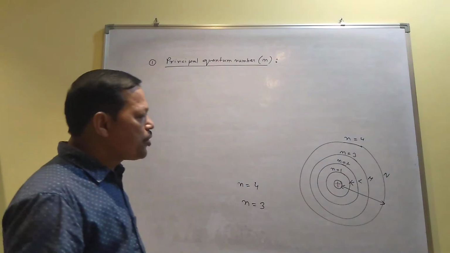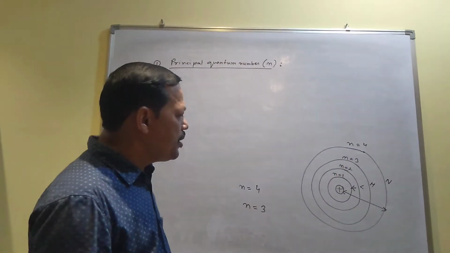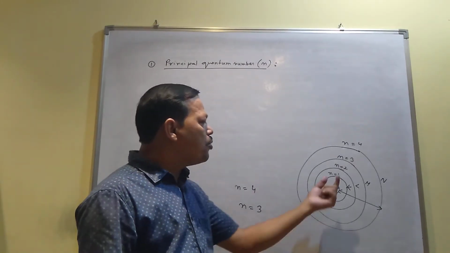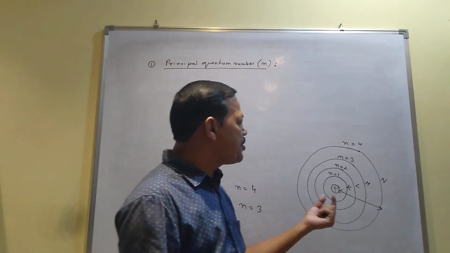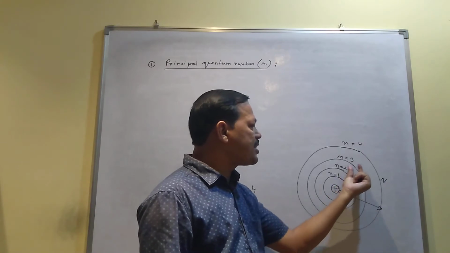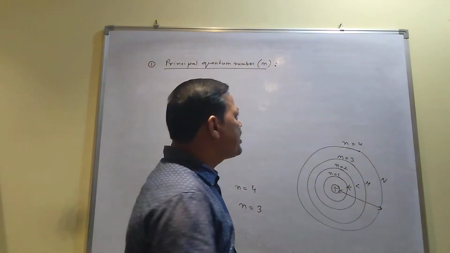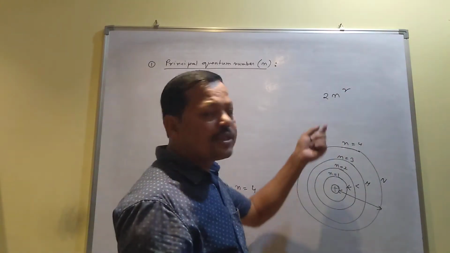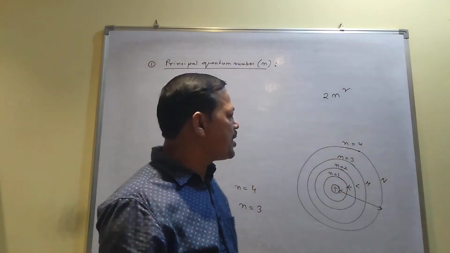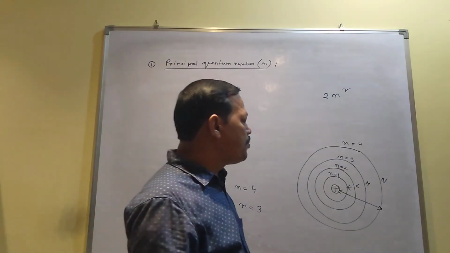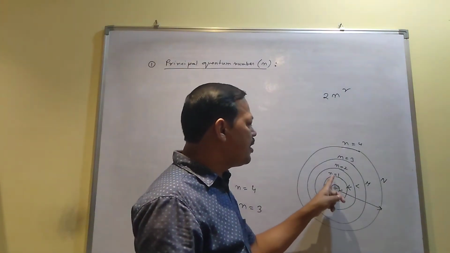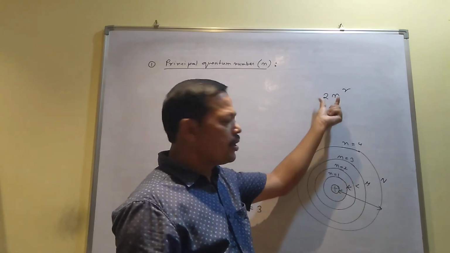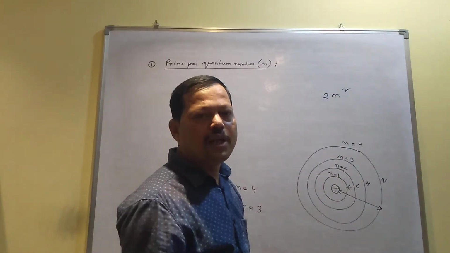And another important piece of information you will get from this quantum number: if you know the value of n, you can find out the maximum number of electrons that may be present in the first shell, second shell, third shell or fourth shell. There is a formula, the formula is 2n². By doing this, you can find out the maximum number of electrons present in a shell. For example, for the first shell, n value is 1. So when you put n value 1, you will get 2. That means the first shell contains a maximum of 2 electrons.